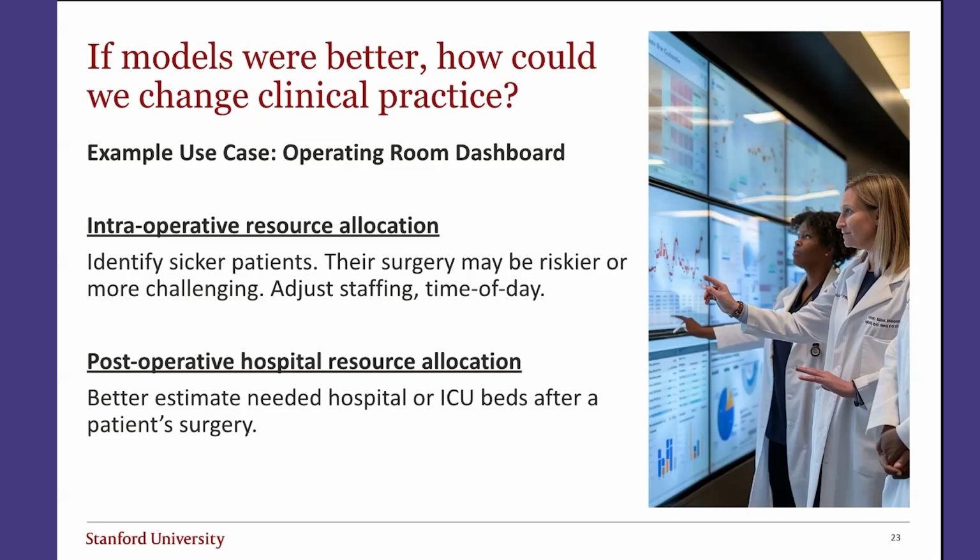You can also think about the postoperative resource allocation in a hospital. If we are able to better estimate if a patient's really ill and they're likely going to be heavily impacted by a surgery or procedure, maybe we need to reserve a hospital bed or ICU bed for this patient after surgery. Right now, it's just kind of up to a clinician guesstimating, but it would be nice to have a tool that would allow us to do this.